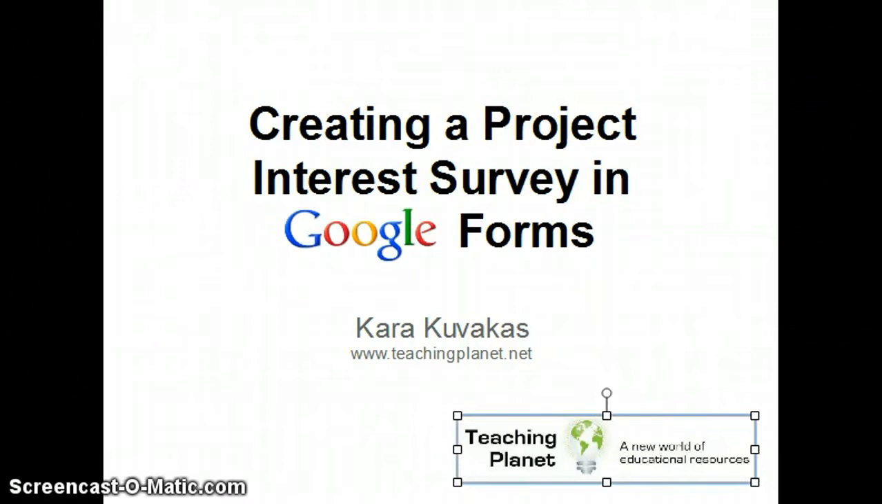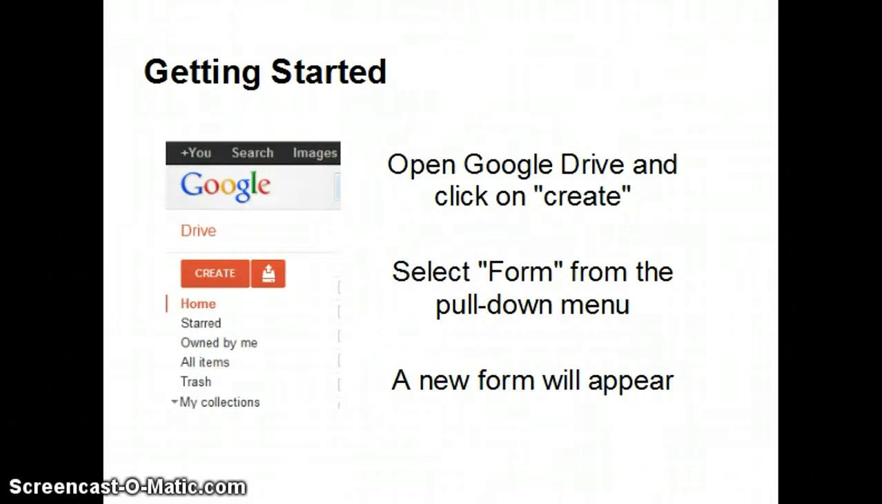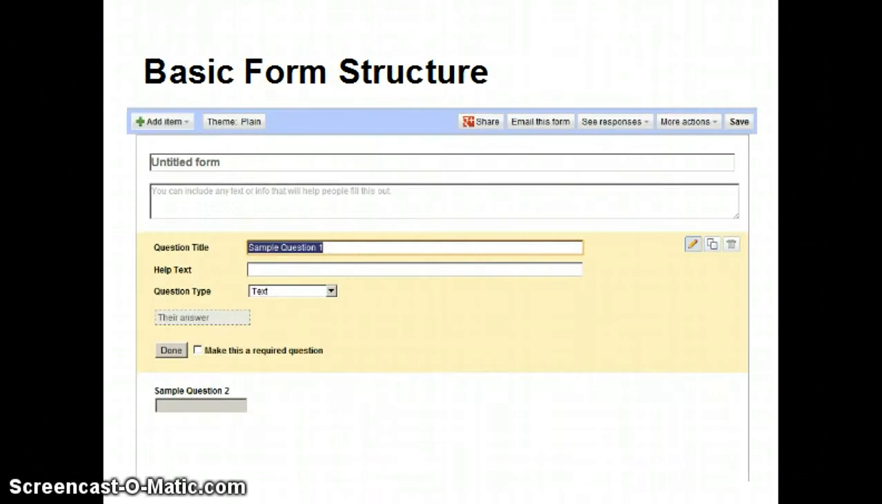I'm going to take just a few minutes to walk you through how to create this survey in Google Forms. To get started, you need to open Google Drive and then just click on Create. When you click on Create, there will be a pull-down menu, and from that just select Form, which will generate your first form. This is the basic form structure that you will encounter.